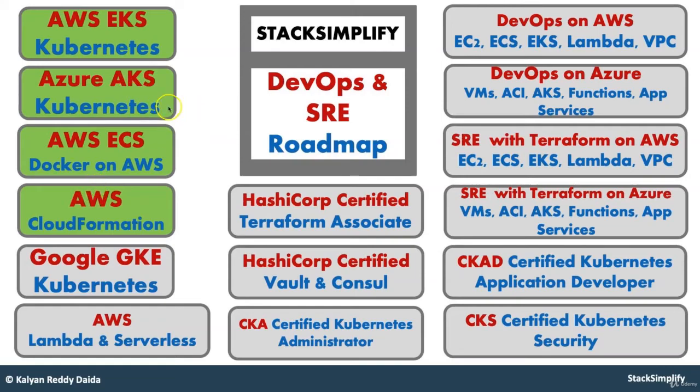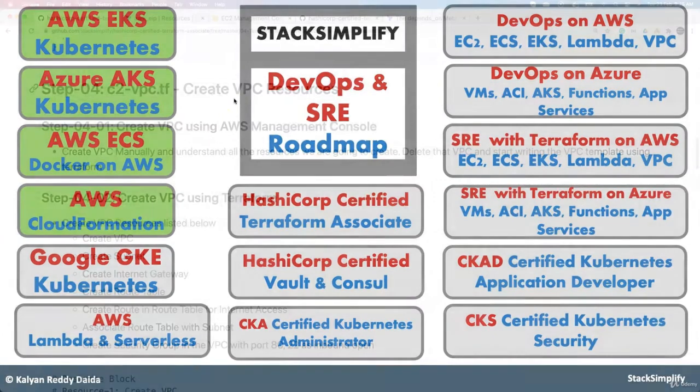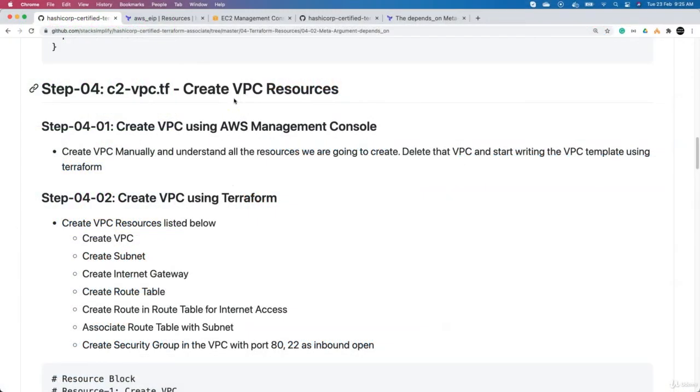Welcome back. In step 4, we are going to create the VPC resources. The first thing here is we are going to create a VPC using the AWS Management Console and learn all the underlying resources by creating them manually. And then we'll move on to creating the same thing using Terraform.